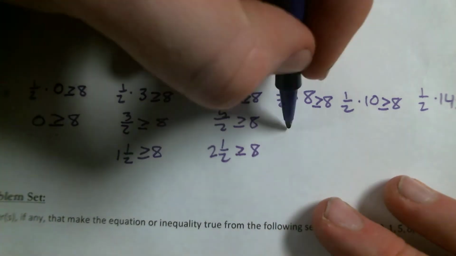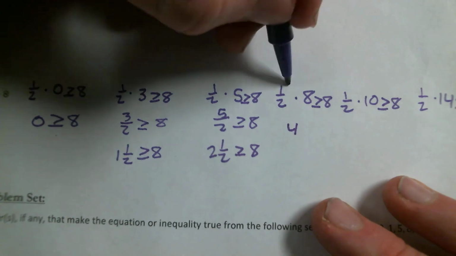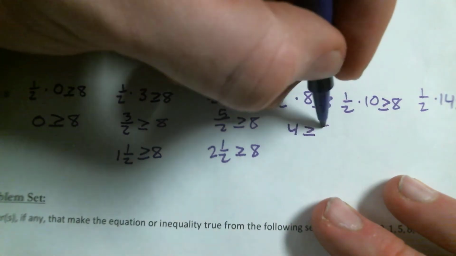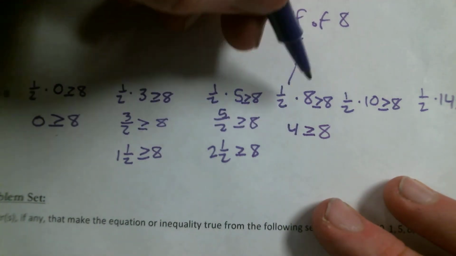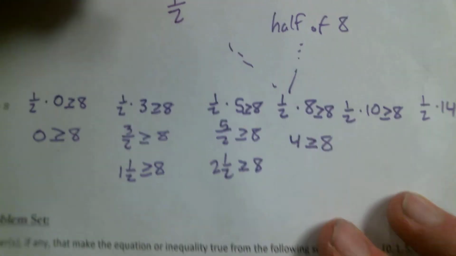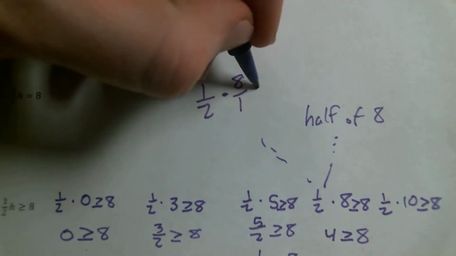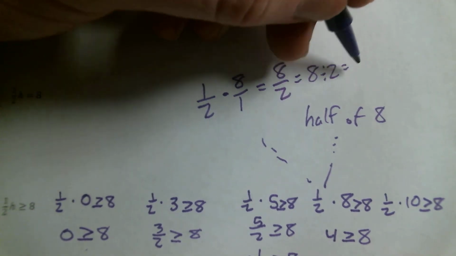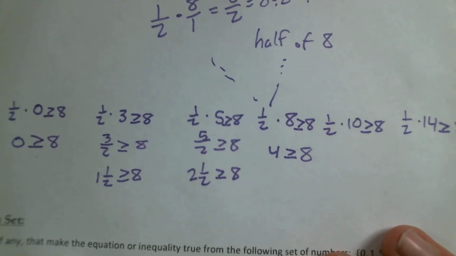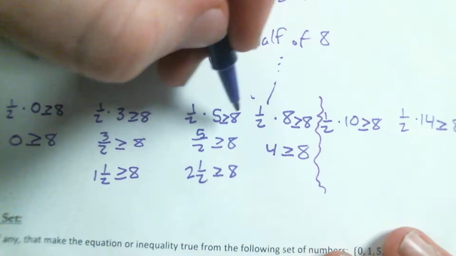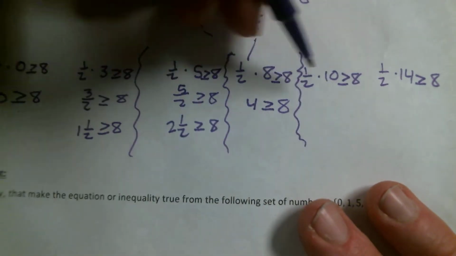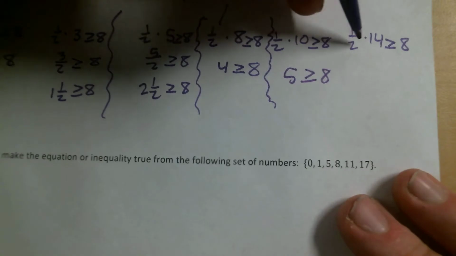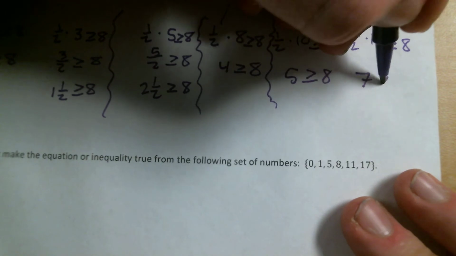This one, 1/2 times 8, 4. I mean, this is the same thing as saying I want half of 8. So 4 is greater than or equal to 8. Again, I got that from multiplying 1/2 times 8. If you need to see that, here's what it looks like. 1/2 times 8 over 1, which should be 8 over 2. That just means 8 divided by 2, which is obviously 4. And then I keep going. Now I got to do 1/2 times 10. That's going to be 5. Then I got to do 1/2 times 14, and that's going to be 7.